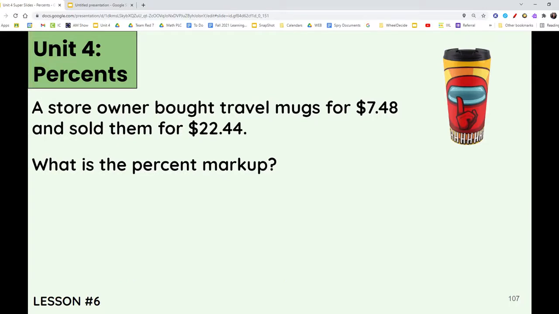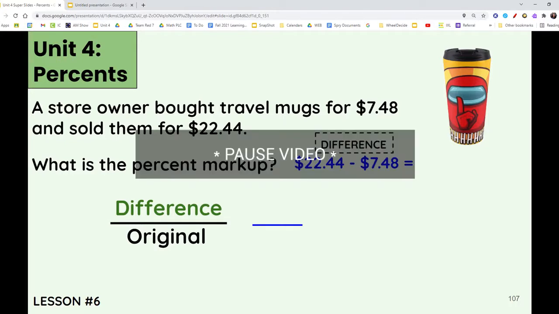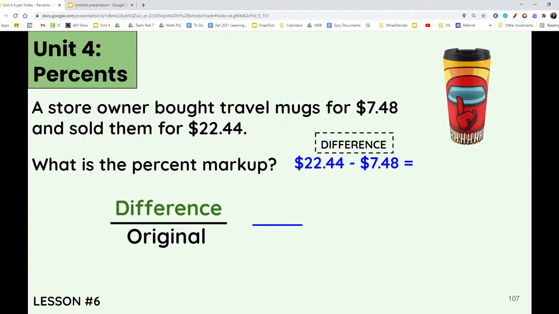A store owner bought travel mugs for $7.48 and sold them for $22.44. What is the percent markup? All right, we need to do difference over original. So go ahead and find the difference between the two prices. All right, you should have found that the difference is $14.96. So that's going to go in our numerator.